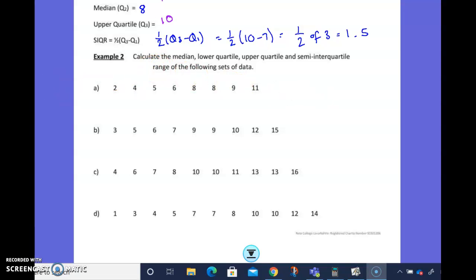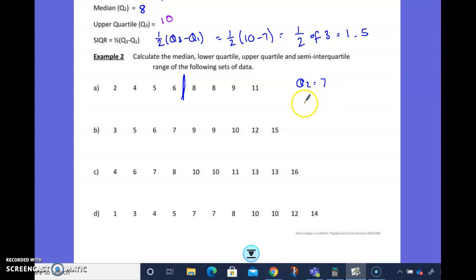Okay, so looking at this first one then, we've got 1, 2, 3, 4, 5, 6, 7, 8 numbers. So if I split my list exactly in half, it's going to be down here, because that gives me 4 numbers each side. To get my middle number then, I want to know the middle number of the 2 numbers either side of this. In this case, it's quite easy to see. Halfway between 6 and 8 must be 7, so Q2 here is 7.